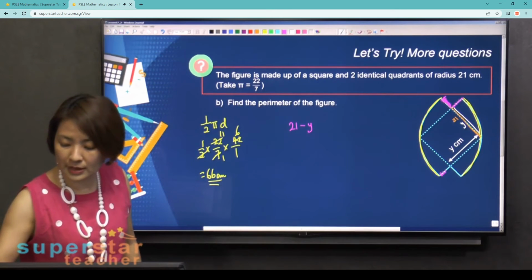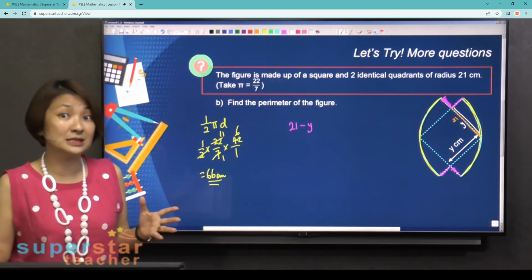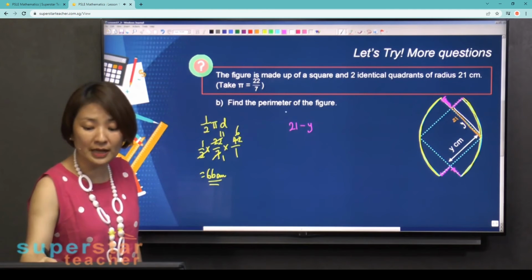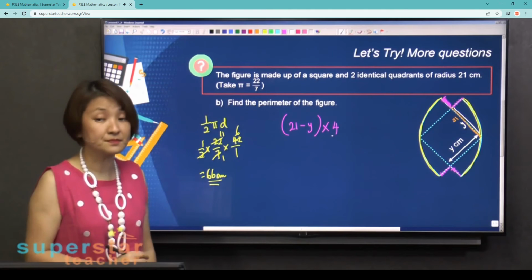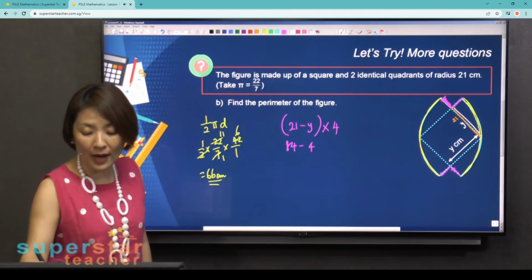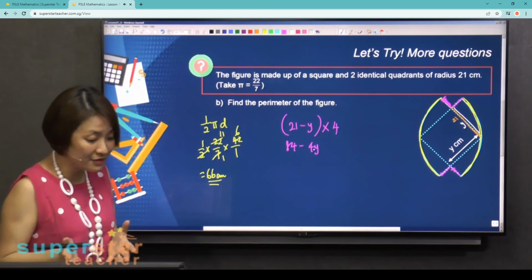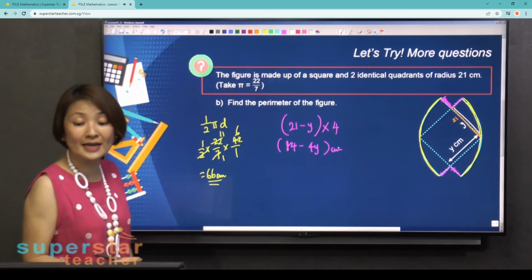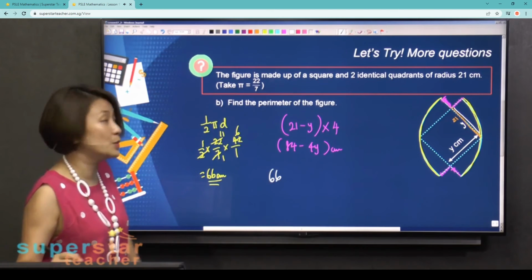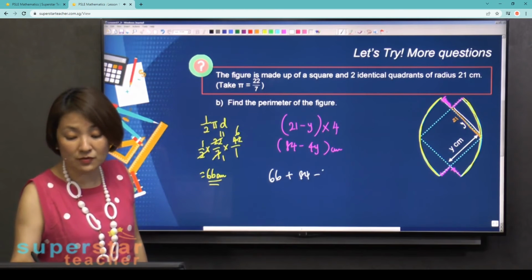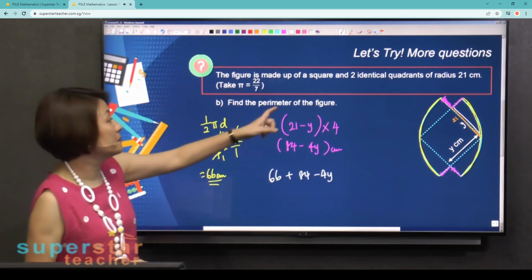And how many of this little pink squiggly do I have? 2, 3, 4. And if I know these 4, I will be able to add it to 66 and find my answer. So to find 4 of it, I'll just have to times 4. Okay, so 21 times 4 is 84. y times 4 is 4y. Okay, so once I have this, then I need to add it to this. Okay, this is centimeters. So I have 66, which is all the yellow lines, plus 84 minus 4y, which is all the pink lines.